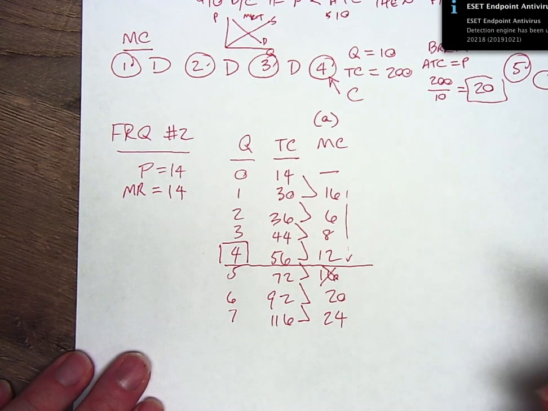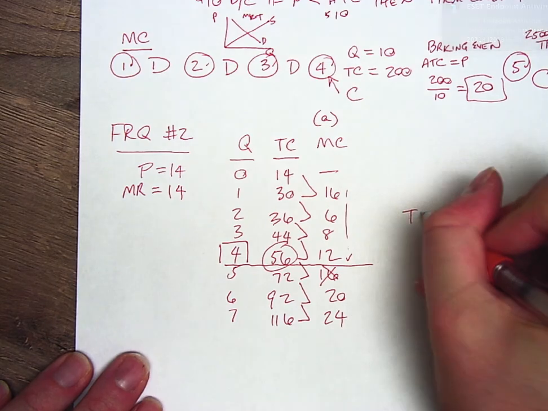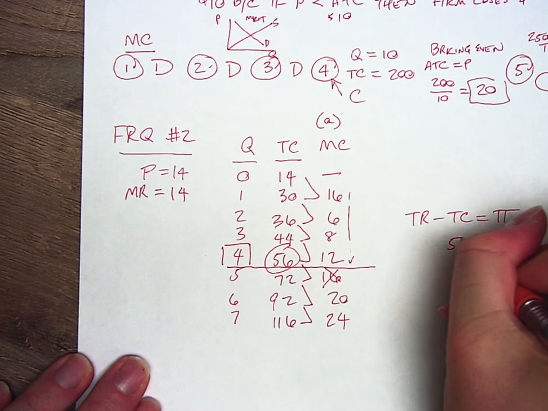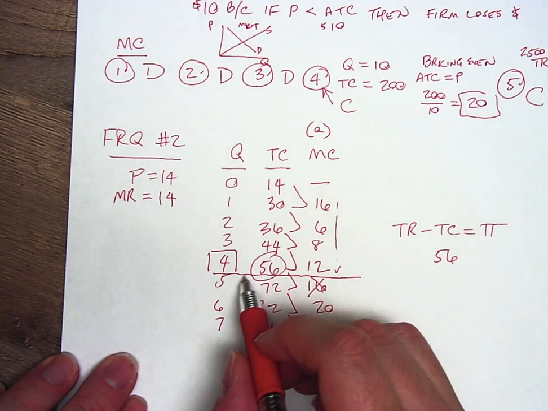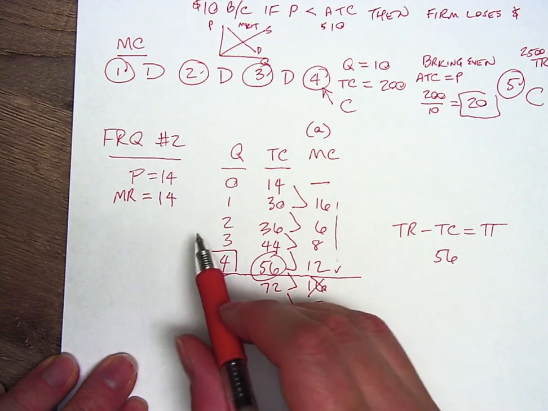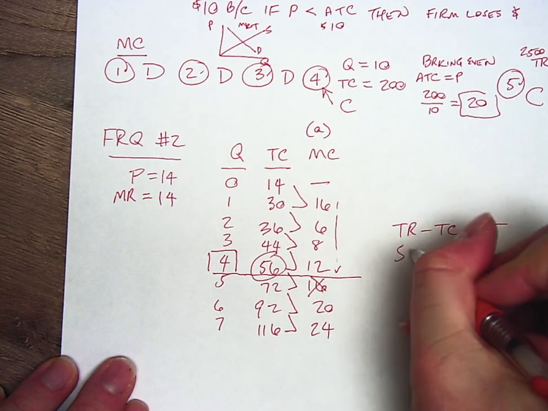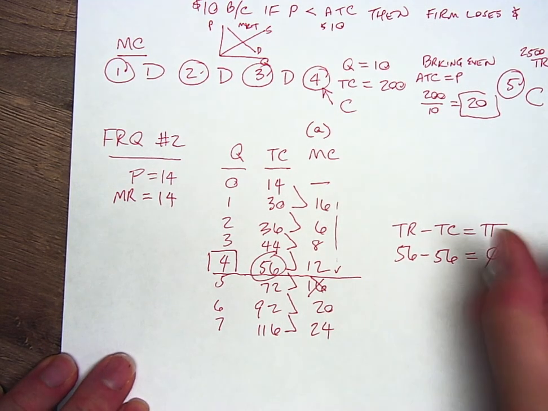Calculate the firm's profit, total profit, at the profit maximizing level of output. So total cost is 56. So remember, TR minus TC is profit. So 56. And the price is 14. So 14 times 4, 4 times 10 is 40, plus 4 times 4 is 16, is 56. Oh, this firm breaks even, earns a normal profit.